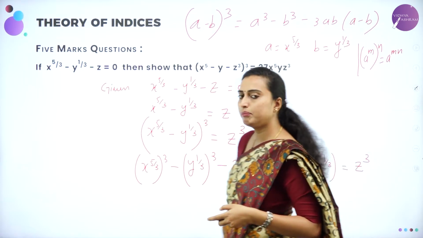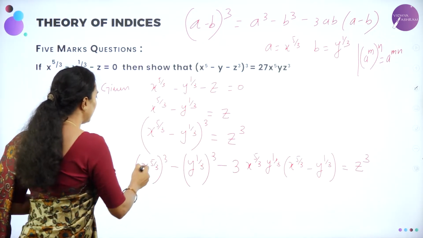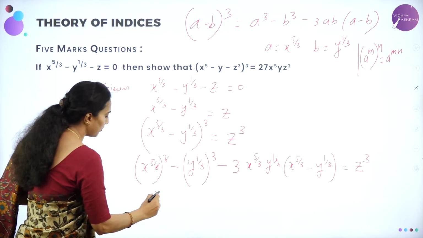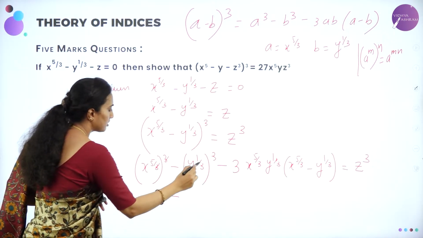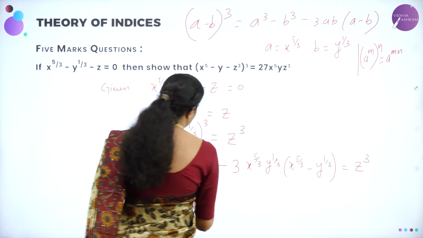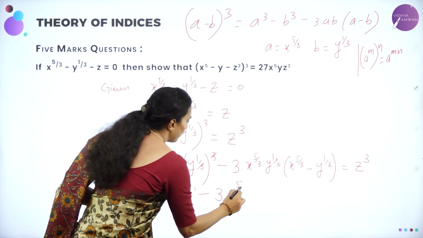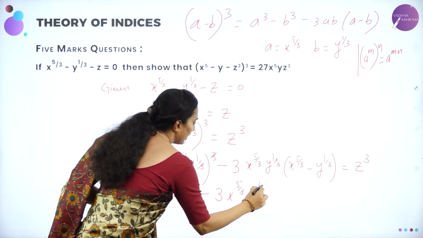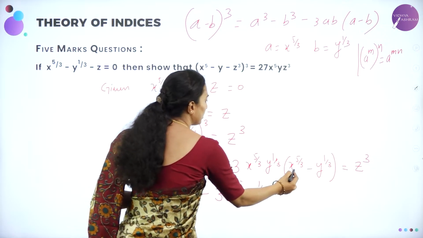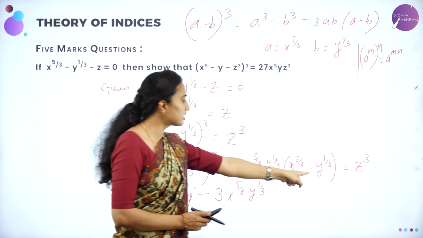If a power m n, I can cancel the reciprocal, right? So 3 will get cancelled. You are going to remain with x power 5, minus 3 will get cancelled, y power 1. So you can write minus this one as it is. I am writing 3 x to the power of 5 by 3 y power 1 by 3. You can observe this one. What is this? X power 5 by 3 minus y power 1 by 3 is z.